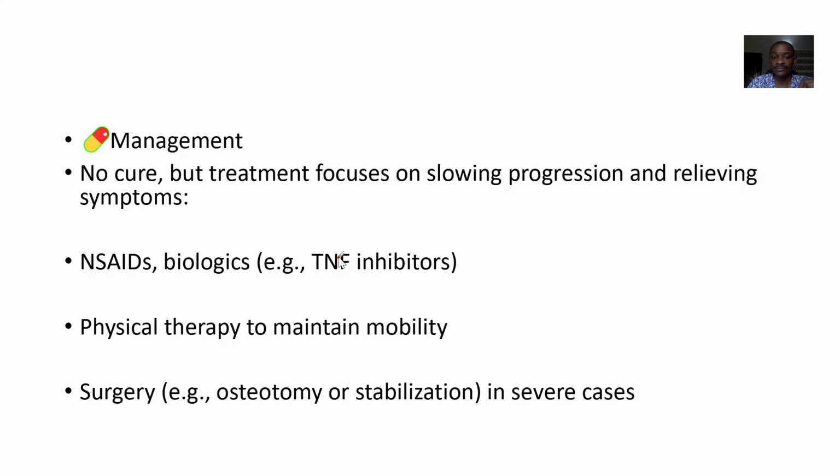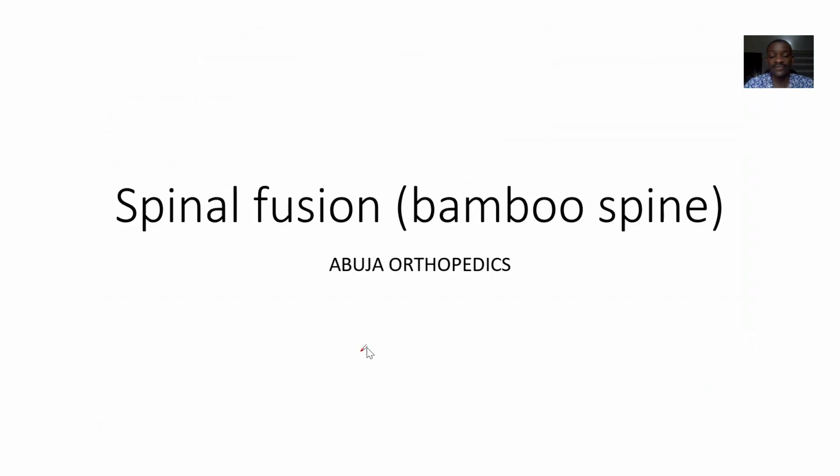Okay. So management: you are using drugs that will stop inflammation. That's NSAIDs. Drugs that will stop your immune system from attacking the body cells. That's biologics. All right. Physical therapy to maintain mobility. Then surgical options in severe cases. All right. So that's it for a bamboo spine.